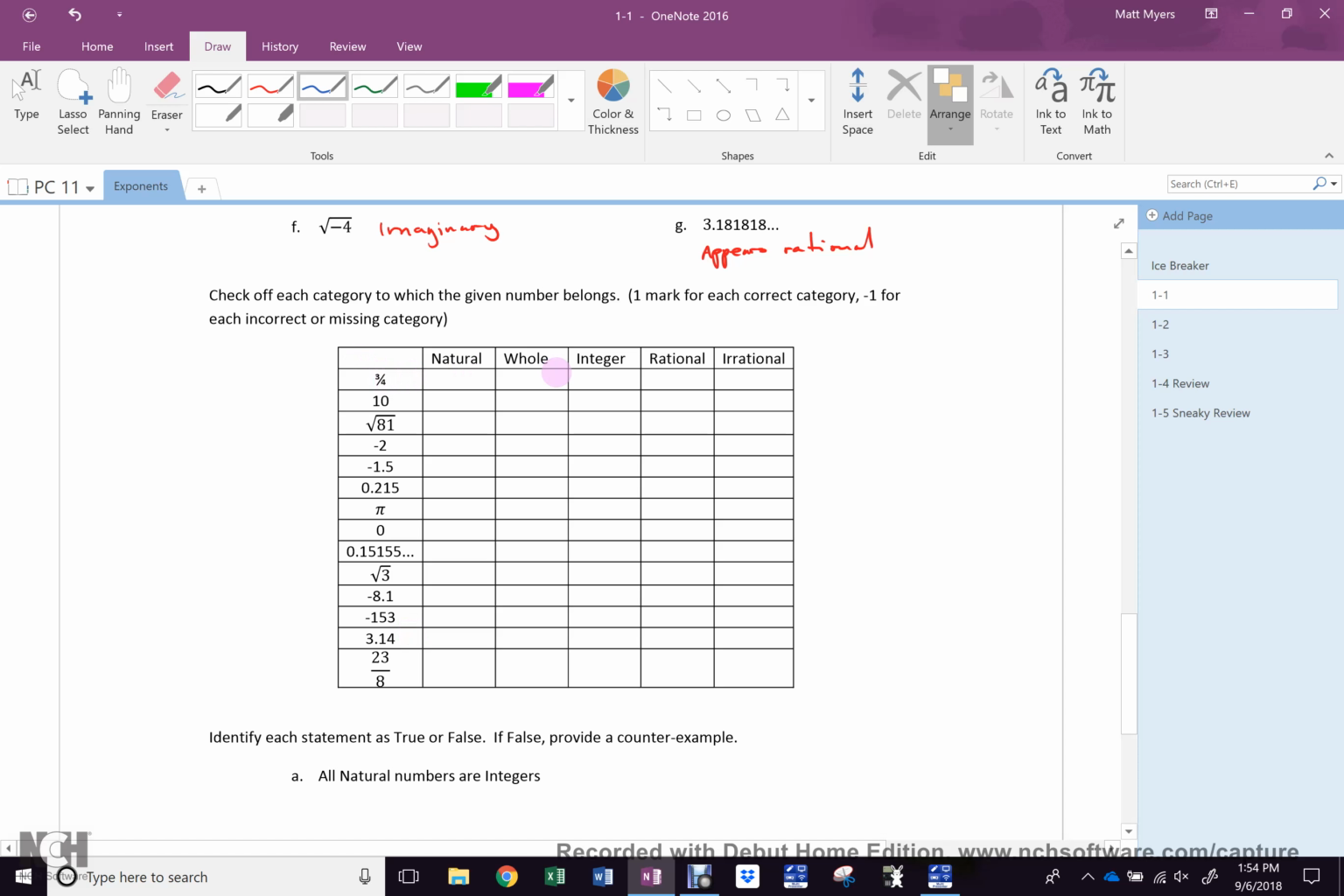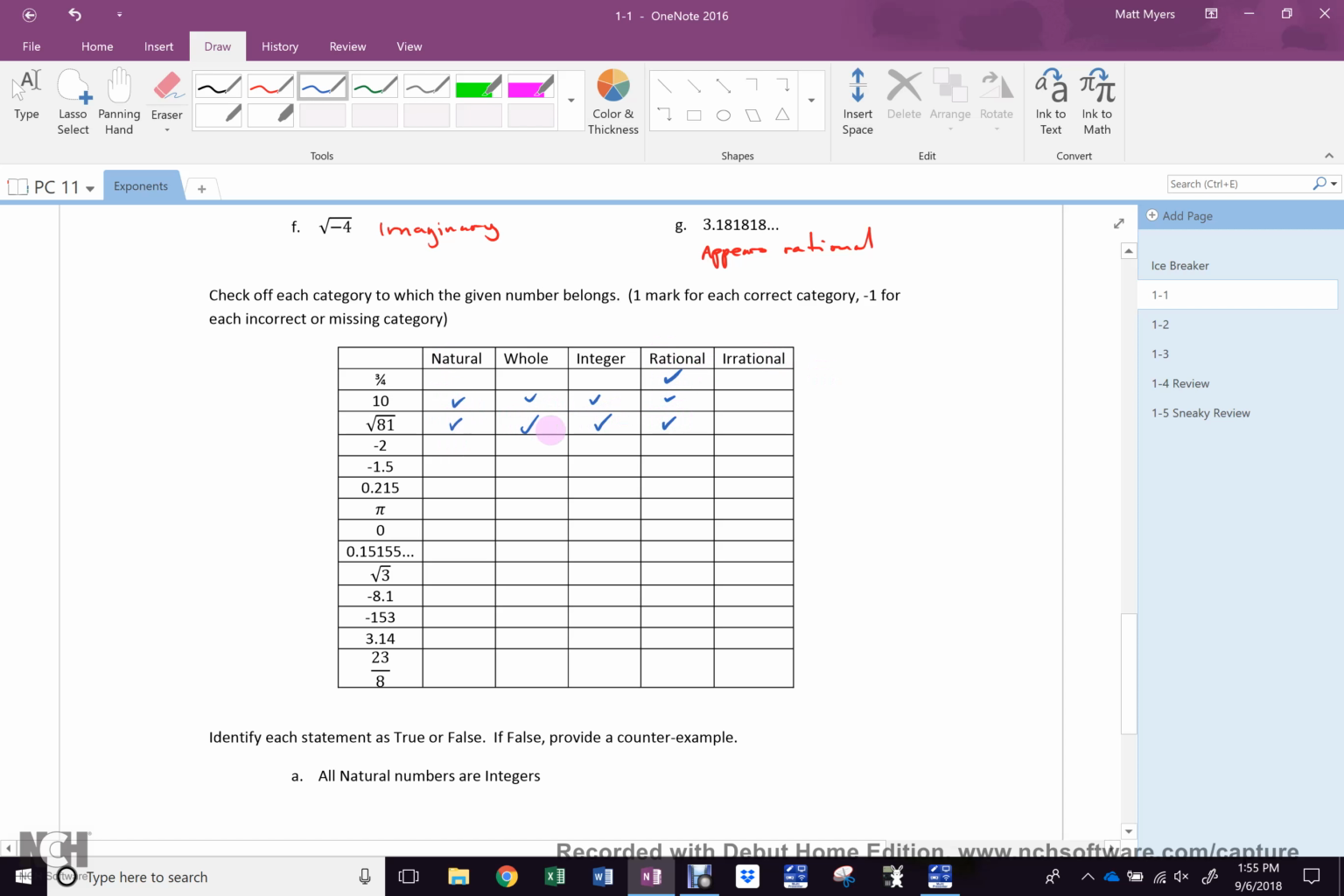How many ticks in 3/4? Just rational. That's worth 1 point. If you all got it, you have 1 point. Where does 10 go? Natural, whole, integer, and rational. If you're missing any of those ticks, you subtract 1 from your total. So I got 5 so far. What about square root of 81? Natural, whole, integer, rational. Nice.